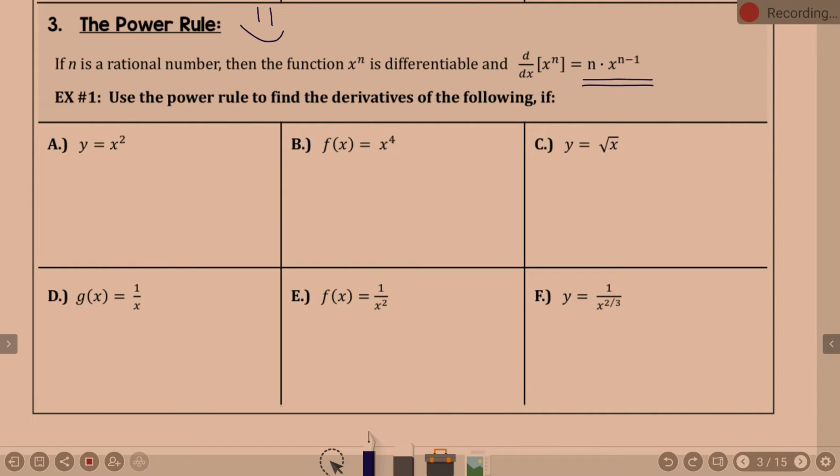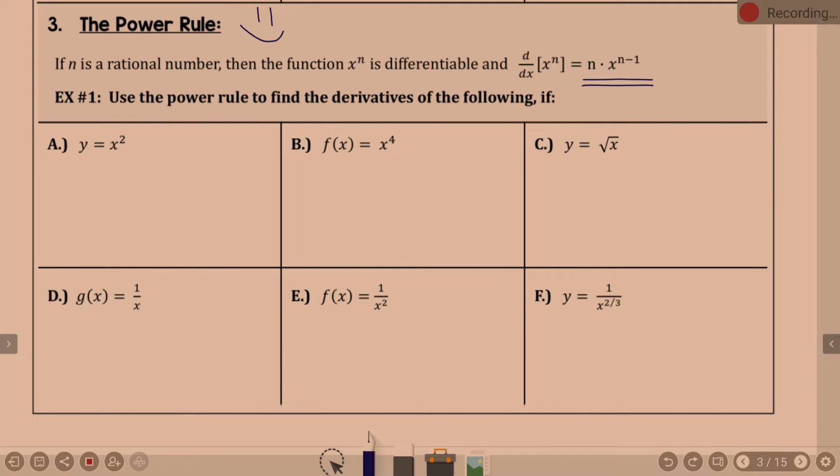I translate that to say, if it's x to the n, take the power of n and move it out front. Multiply it out front. Take your power that was there and subtract 1. Seems confusing, but once you catch on, it is quick. So power rule: move the power out front and then subtract 1 from the power.